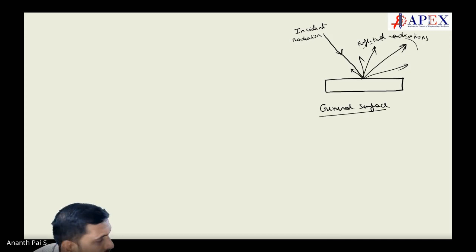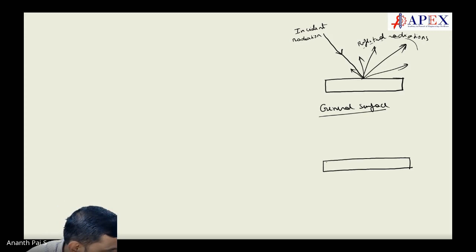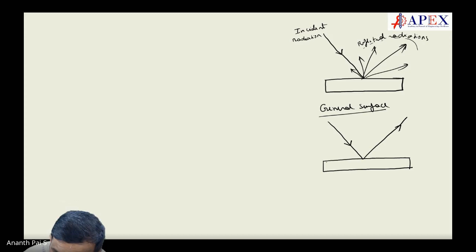But there are some surfaces where the incident radiation will go properly. This one, this is the incident radiation, and this is the reflected. These are called specular surfaces. Specular means mirror-like.